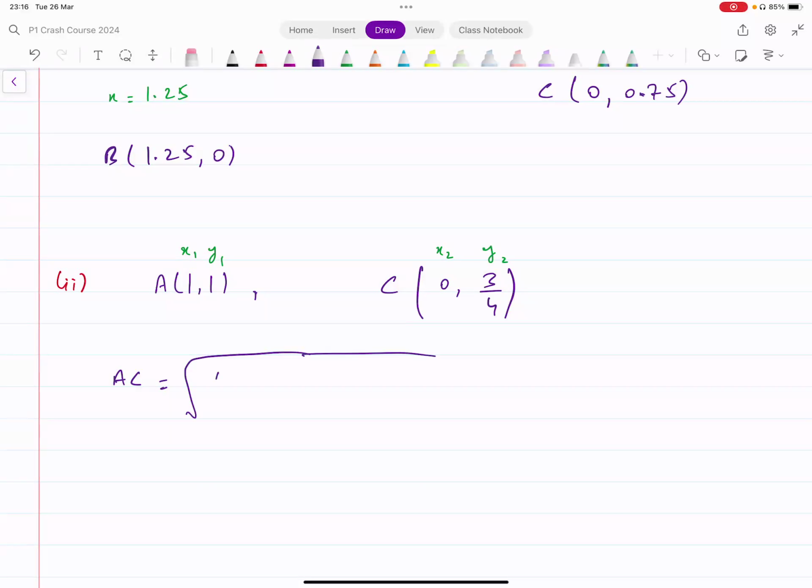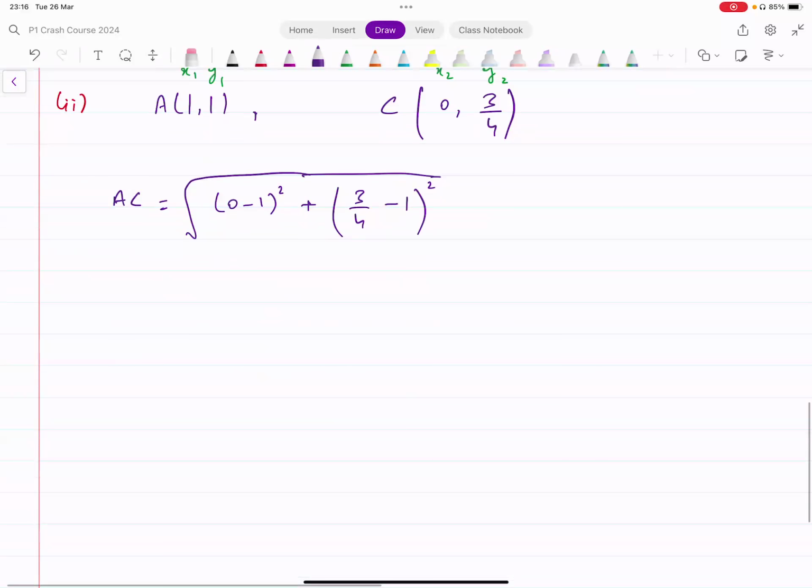x2 minus x1, so that's 0 minus 1 whole squared, plus y2 minus y1, that's 3 over 4 minus 1 whole squared. Let's simplify this. 0 minus 1 whole squared, that's minus 1 whole squared, which is just 1, plus 3 over 4 minus 1, that's minus 1 over 4 whole squared, and then square root of that. And that gives us 1 plus 1 over 16, right?